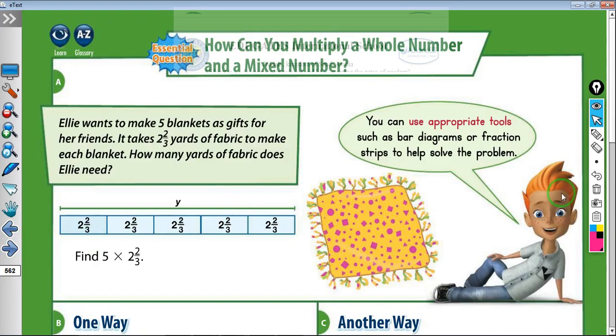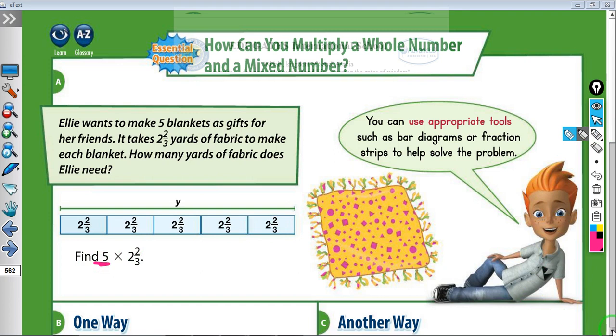See here, as we said, we have to multiply 5 times 2 and 2/3. So this is the whole number and this is the mixed number. As we can see here, on page 162, it means 2 and 2/3 is repeated 5 times. See, 1, 2, 3, 4, 5. How do we repeat 2 and 2/3 five times, or how do we multiply 5 and 2 and 2/3? We will see on the page down.